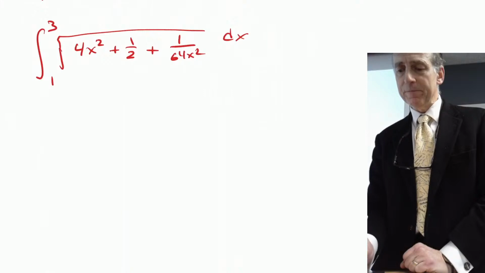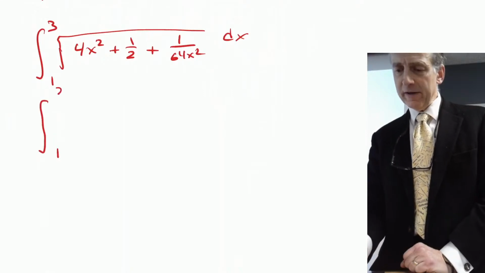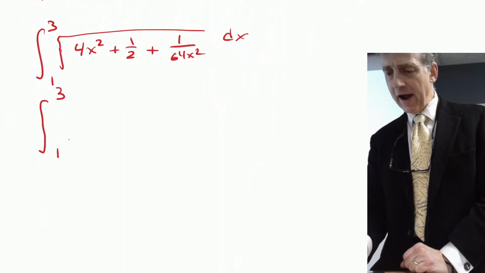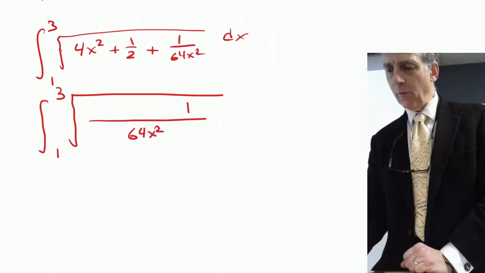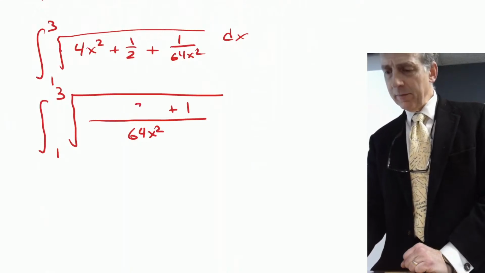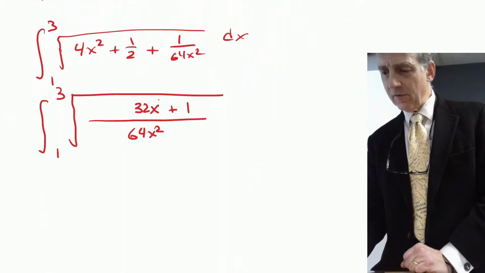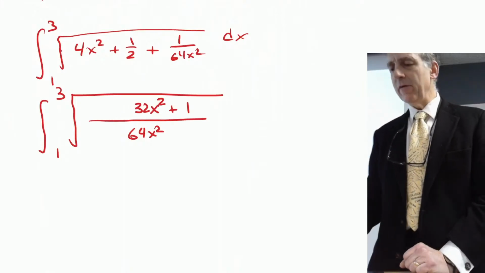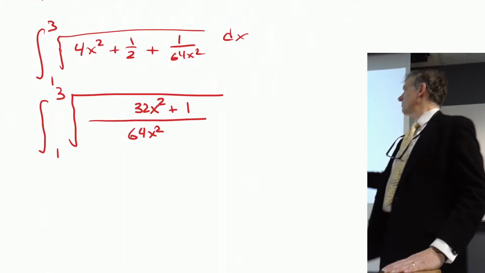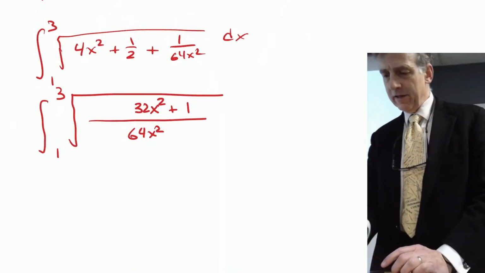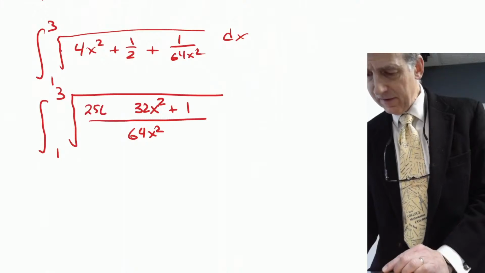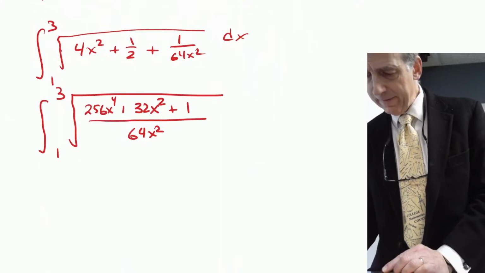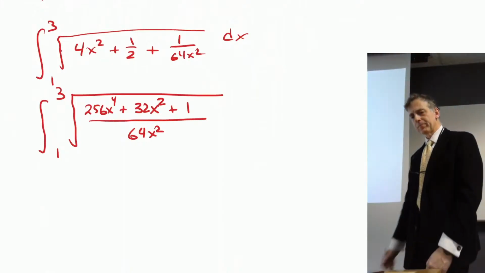But I'm going to go through this pretending that I don't see that. So my next move might be to write this as a single fraction, something like this. So this is over 64x squared. This will be a 1. This will be 32x squared. By the way, the common denominator is 64x squared. And then this first thing I have to multiply, that's going to be what, 256? The x to the 4th. How's that look?